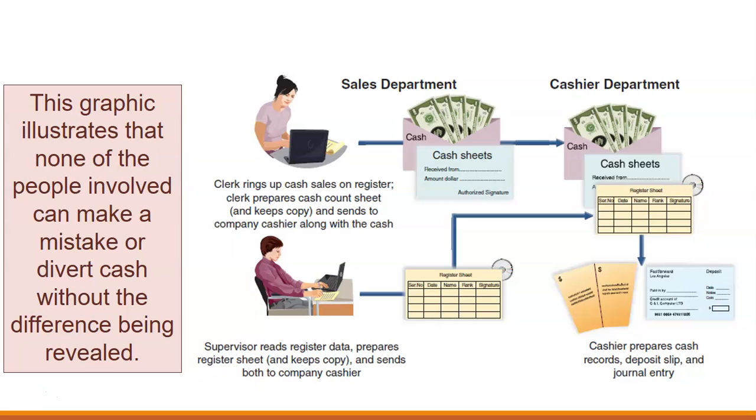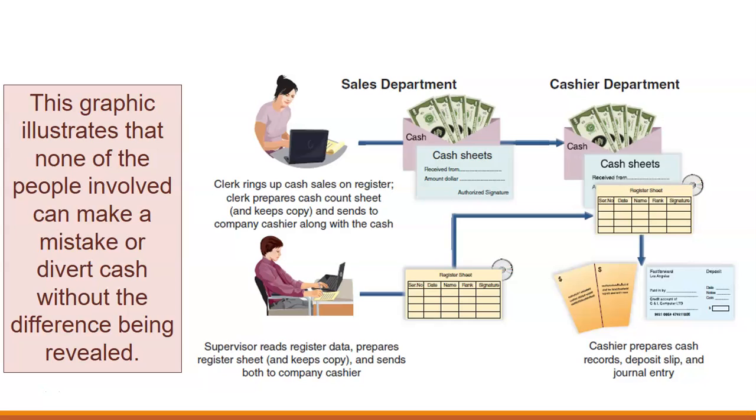being revealed. So we have a clerk that rings up cash sales on a register, prepares the cash count sheet and keeps a copy, and sends to the company cashier along with the cash. So they have a cash sheet, who they received it from, what it was for. The cashier then prepares the cash records, deposit slip, and makes a journal entry. The supervisor reads the data, prepares the register sheet, keeps a copy, and sends both to the company cashier.